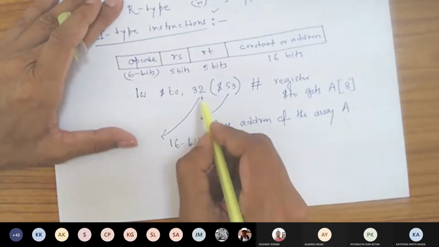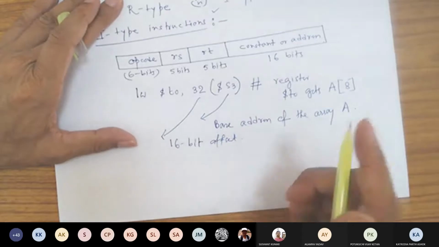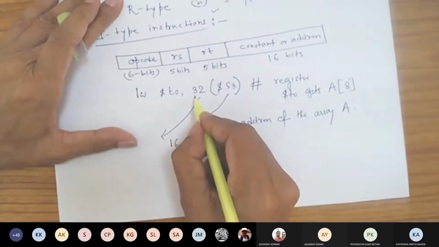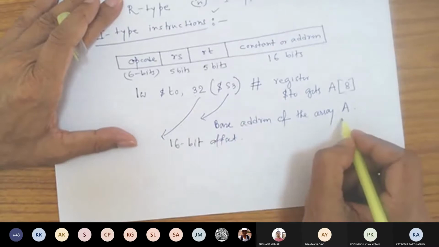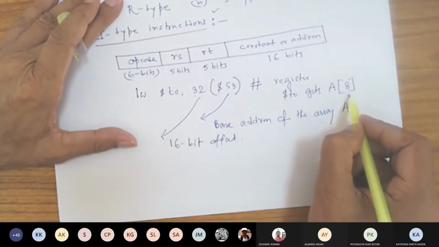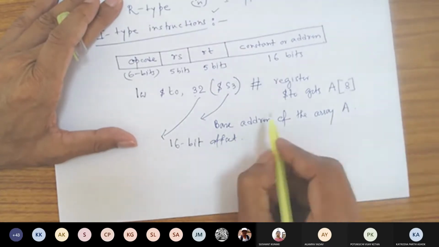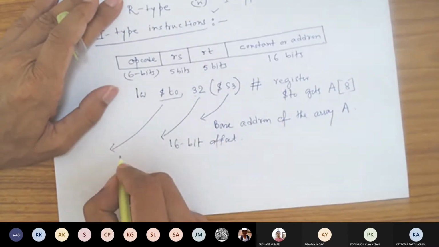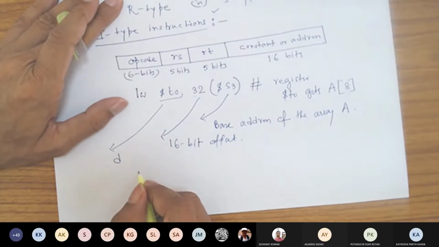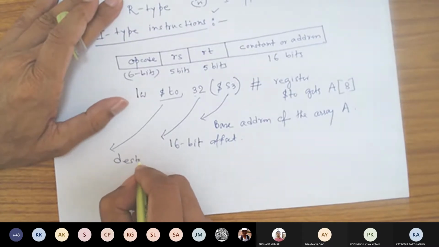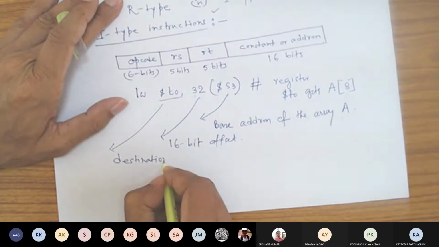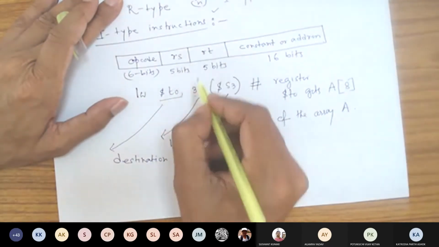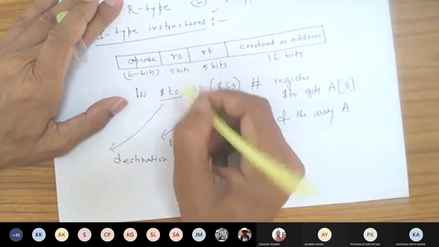So you know that every integer takes 4 bytes. So that's why this 32 byte offset from the base means the 8th element. And $T0 is the destination register. So don't go by these RS and RT. Here I'm saying that this is the destination register.